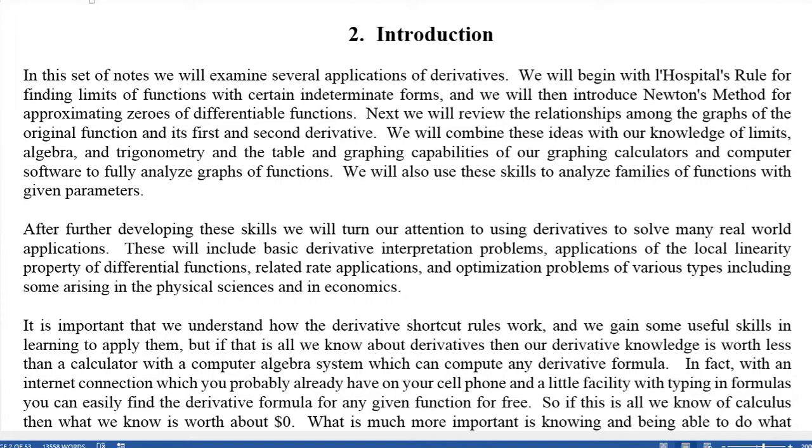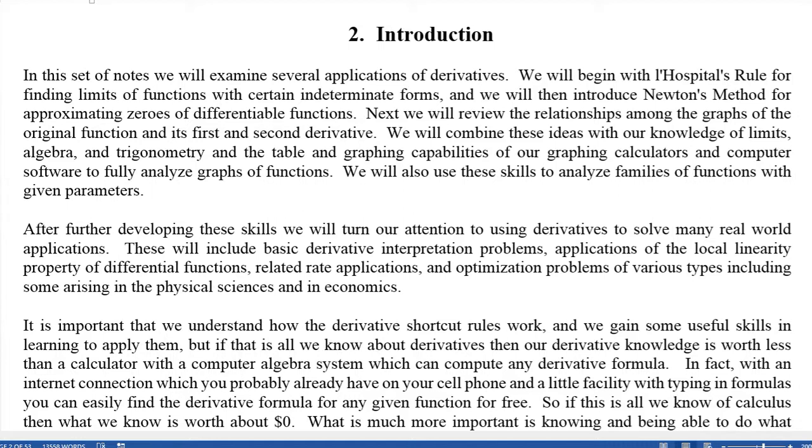So that part of this is application of derivatives, but really more just application of derivatives to things like graphing and limits and so forth. Now, after we develop these skills a little bit more, we're going to turn our attention to using derivatives to solve real-world application problems. And these will include some of the following types. First of all, some basic derivative interpretation problems, applications of the local linearity property of differentiable functions, a class of problems called related rate applications, and then especially we're going to spend some time on optimization problems, where we try to push something as far as possible.